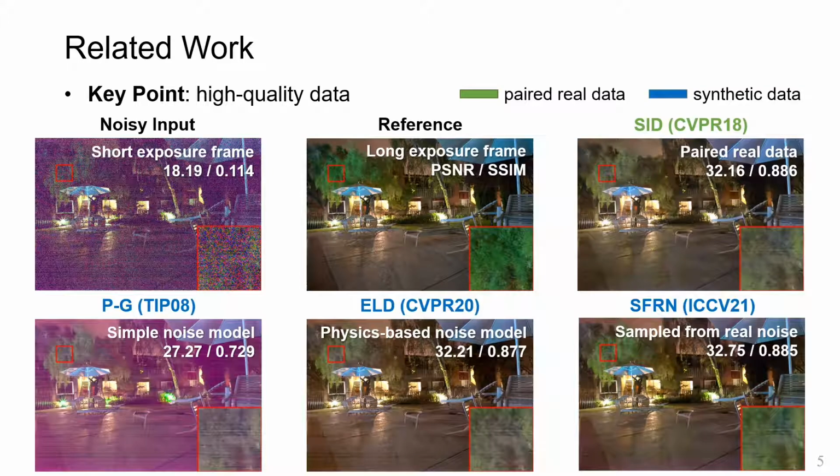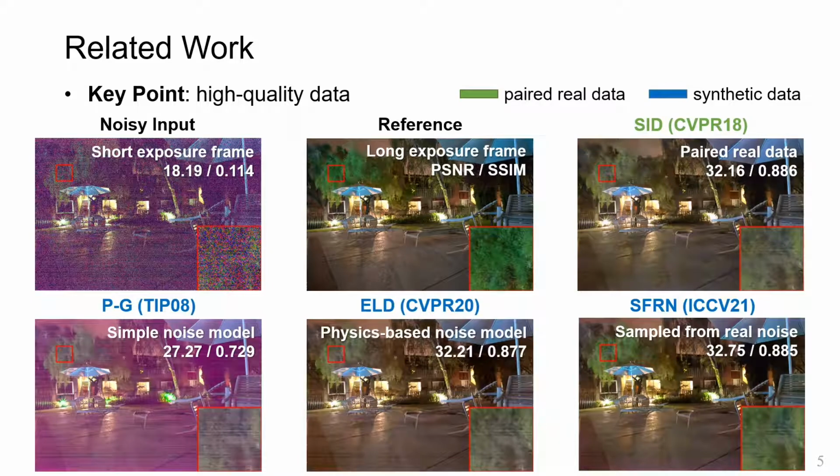Please look at this comparison. The first image is a noisy input image captured in low-light conditions, and the second image is a clean reference image corresponding to it. The baseline is the denoising results trained by paired real data. If we synthesize training data based on the simple noise model, the denoising network will not perform well. It is because the simple noise model is far away from the real raw noise distribution.